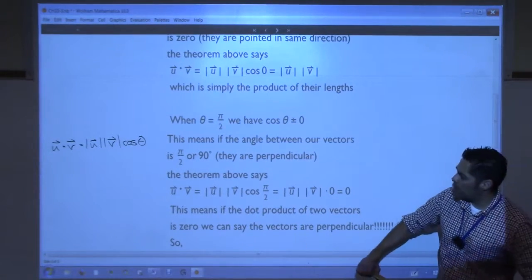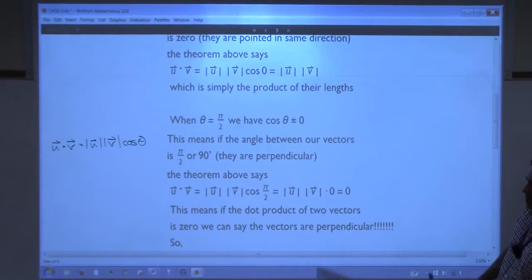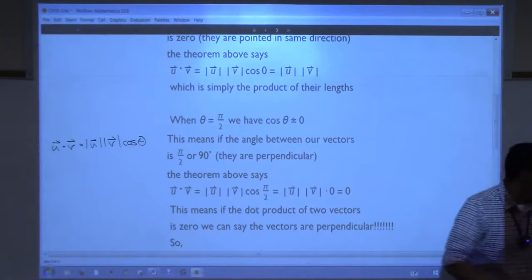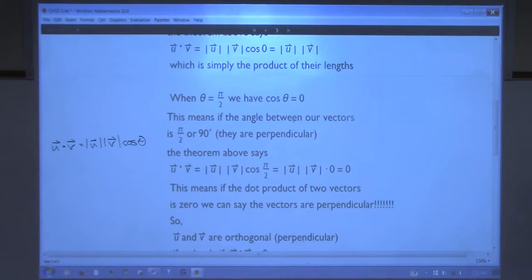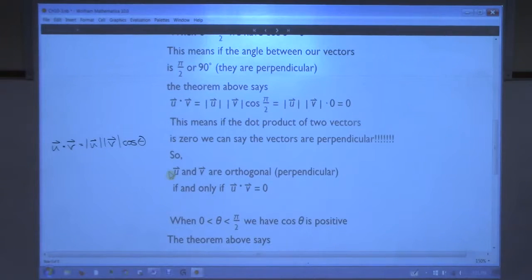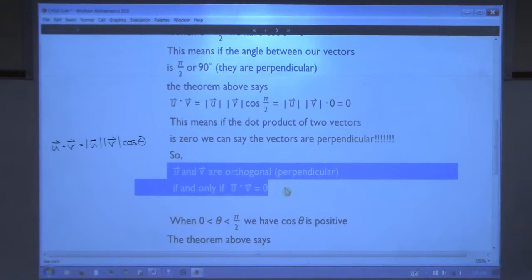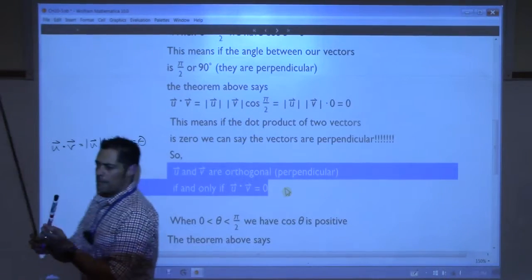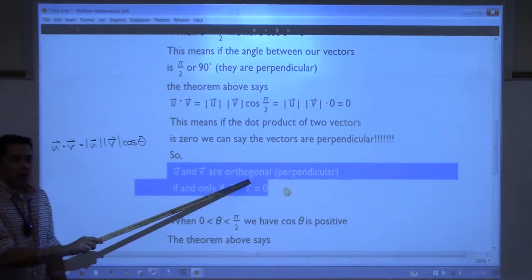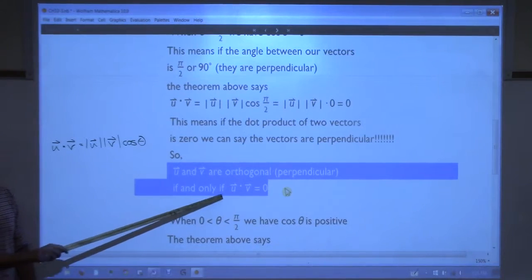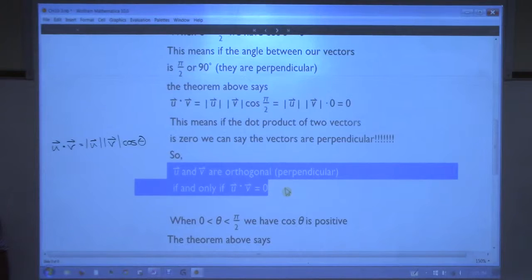Now, another word for perpendicular, I don't have it here. Oh, yeah, there it is. Right here. This is a big part of the notes. That's why I've highlighted it here. Two vectors u and v are said to be orthogonal, which means perpendicular, all right? If and only if u dot v is 0.